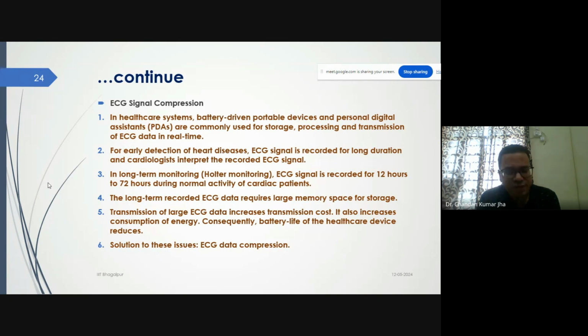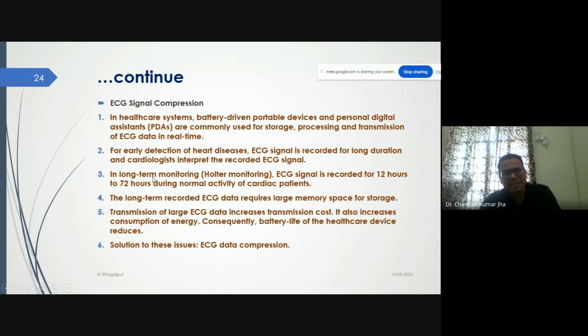Now I already told you what is the significance of the ECG signal compression. So in healthcare system, during the monitoring, as I already told you, if it is recorded using the 12 leads, then it will acquire large data. And suppose that a battery driven portable device is used during the monitoring, or any personal digital assistants, PDAs. Usually these devices are operated using the battery. So if you record for a large duration, it will require large storage, large processing, and large processing time, as well as transmission bandwidth in case of the real-time ECG data transmission as well as acquisition. So in this case, the large data is a problem for the ECG signal acquisition.